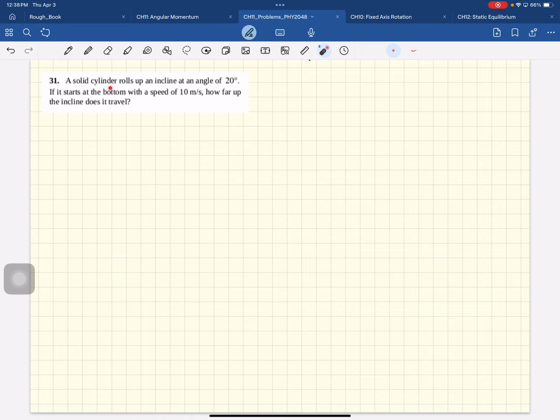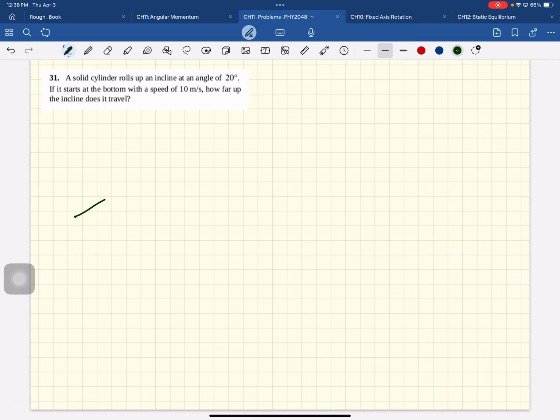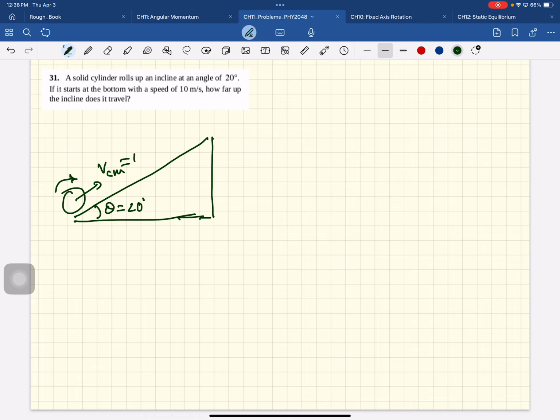This problem says a solid cylinder rolls up an incline at an angle of 20 degrees. If it starts at the bottom with a speed of 10 meters per second, how far up the incline does it travel? So what we'll do is, this is 20 degrees and it's rolling up the incline. The center of mass velocity is 10 meters per second. And we want to find out how far up the incline it travels. And this will be the height.